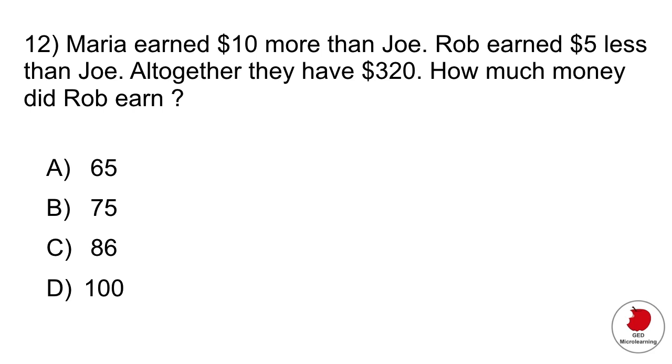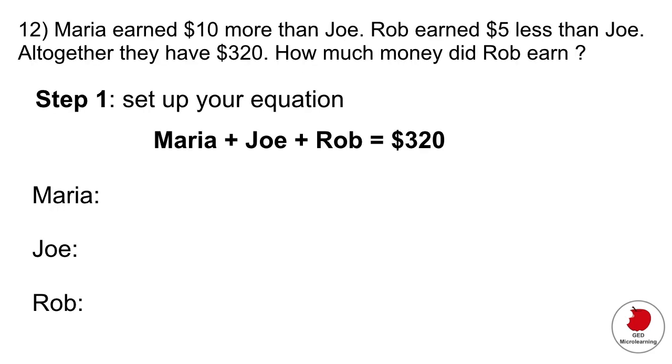Question 12. Maria earned $10 more than Joe. Rob earned $5 less than Joe. Altogether, they have $320. How much money did Rob earn? All right, so as always, so that you don't get confused, set up your equation. So we have Maria, Joe, and Rob. And we know that together they have that amount of money, right? $320. So that's going to be your equation.